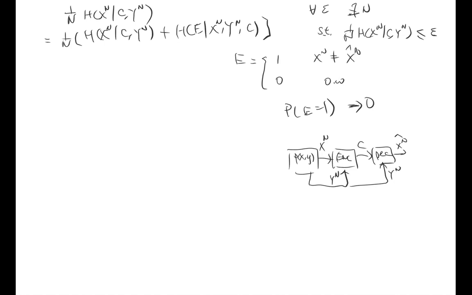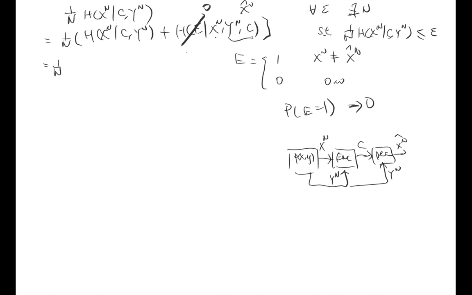So this is 0, because if I'm given xn and yn and c, given c and yn, I have xn hat, right? And E only depends on xn and xn hat. So given xn and xn hat, I know E exactly. Therefore this one will be 0. I'm just adding a 0 here, it doesn't change anything. But I add this E here, now I can combine these two terms together.